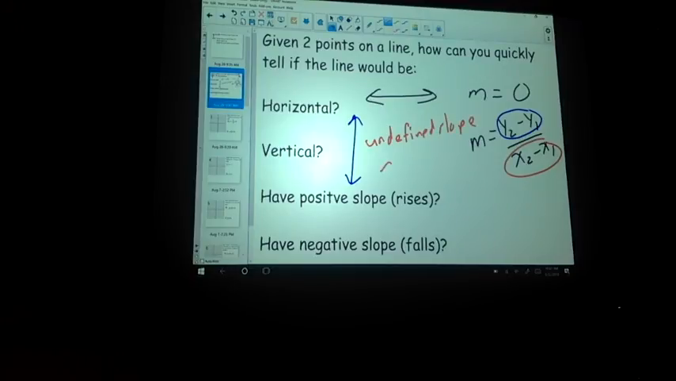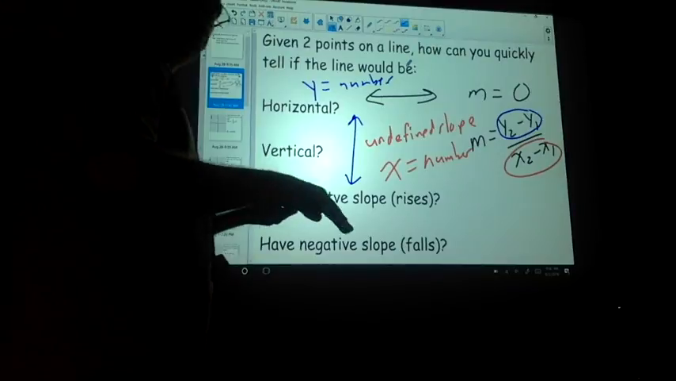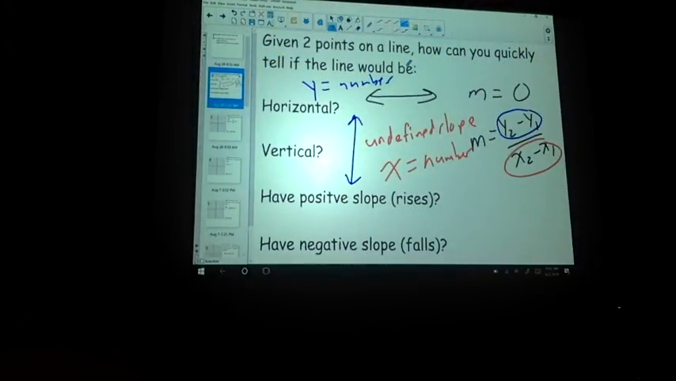Usually a vertical line is x equals some number. A horizontal line is y equals a number. You don't have an x value. So y equals 6 is a horizontal line up 6. Slope is 0. Y equals -3 is a horizontal line at -3 with a slope of 0. X equals 5 is a vertical line going through 5. X equals -16 is a vertical line going through -16.